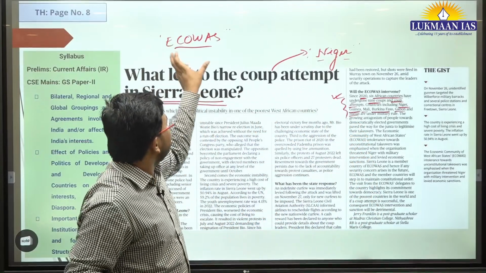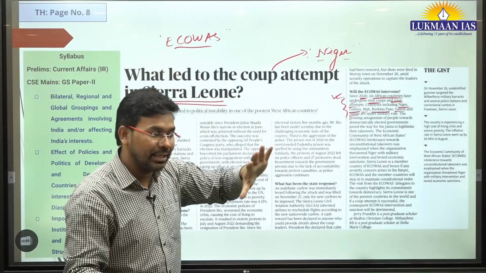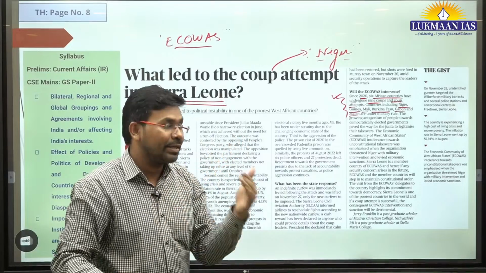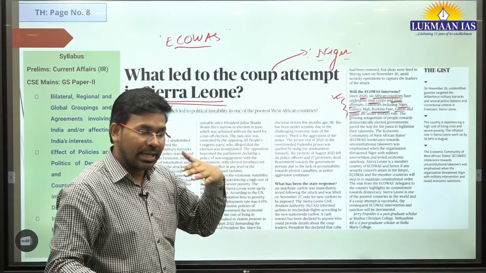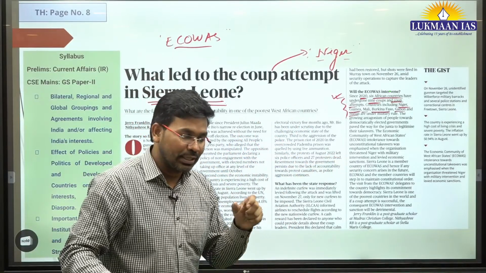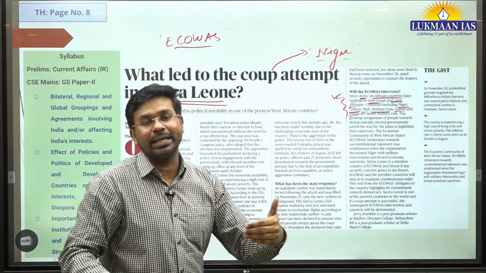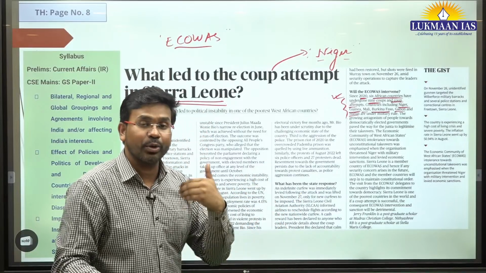Recently the ECOWAS grouping has also given a threat to Niger: release the hostage, release the democratically elected president, otherwise we are going to take action.